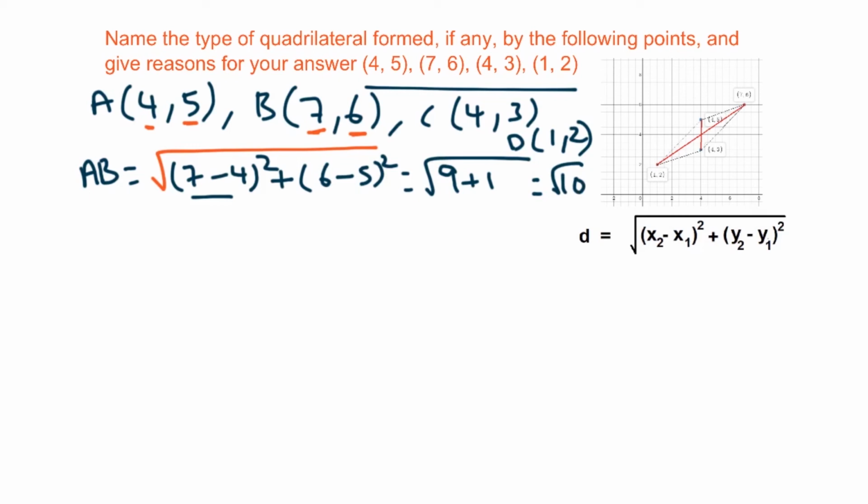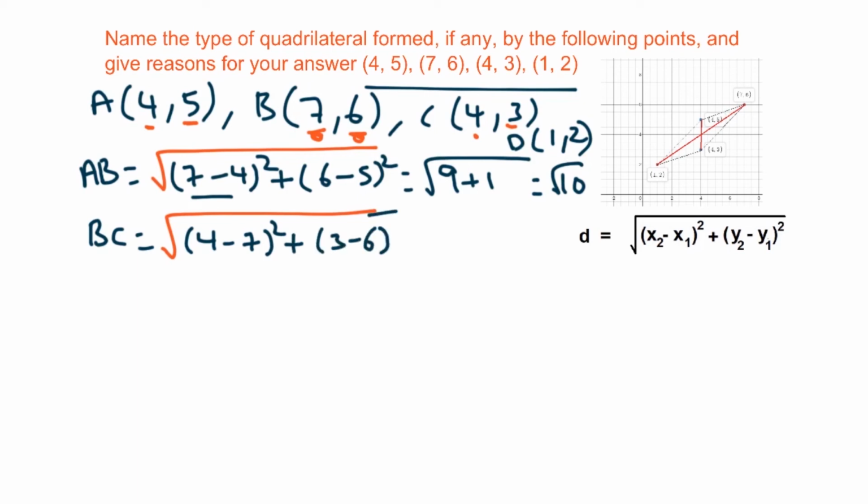Now let us find length of side BC. So we will take this as x1, y1, x2, y2. Now x2 minus x1 is 4 minus 7 whole square, plus 3 minus 6 whole square, y2 minus y1. 4 minus 7 is minus 3, 3 square is 9, and 3 minus 6 is minus 3, minus 3 whole square is also 9. So that is square root of 18.